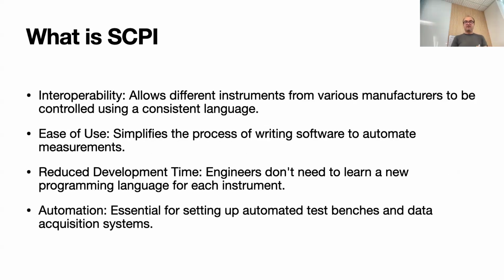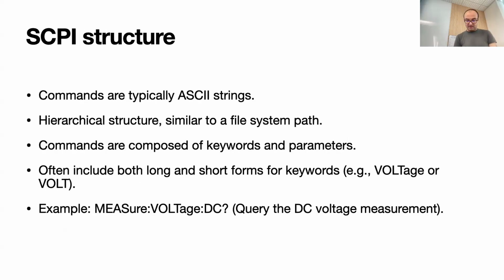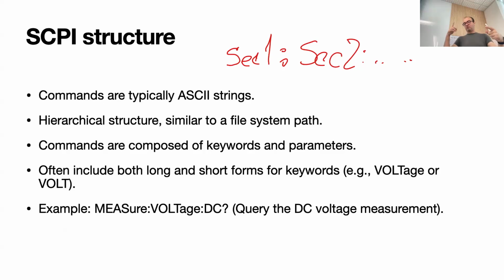So what's the style? The style is like section 1, colon, section 2, colon, and so on to infinity. What does this section mean? Well, imagine you're at an instrument and you would like to change a voltage. How do you change it? Well, there are buttons on the instrument, and then you have to click, for example, measure. Then there will be a menu that will say voltage, and then a menu to ask you, is it DC or AC? And you will click DC.